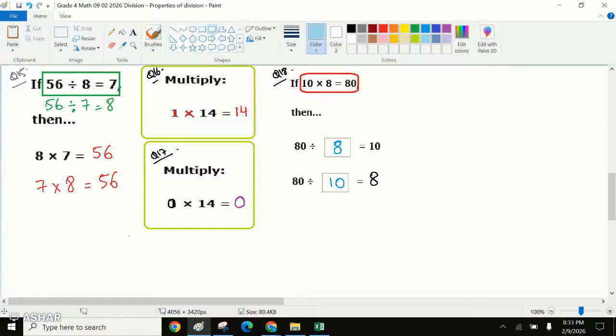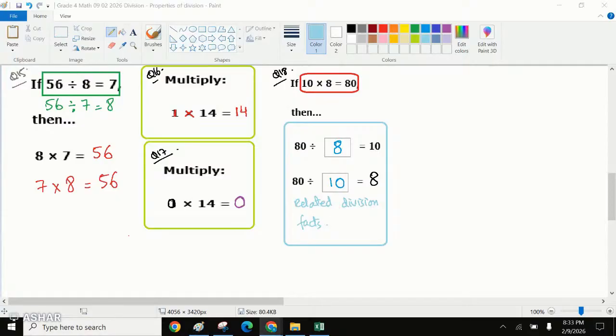These two statements are related division facts. Okay. So whenever they ask us for related division facts, we give both the statements. When they ask us for related multiplication facts, we give both the statements. Okay.